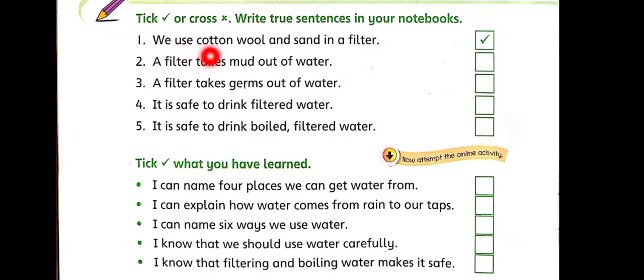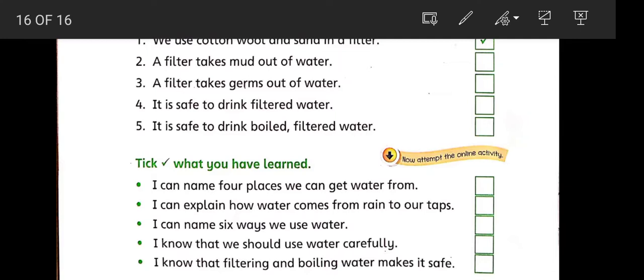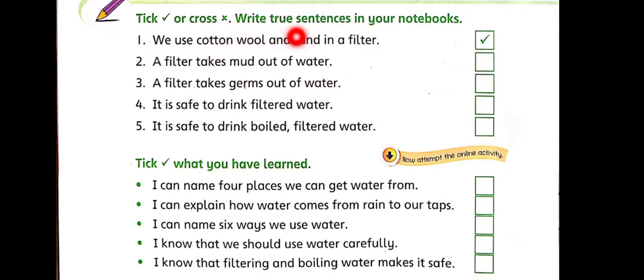We use cotton wool and sand in a filter. Exactly as you have remembered, we have made 3 layers to make the filter. The first one was the cotton wool, the second one was the sand, and the last one at the top was the small stoned layer. So it's very correct that we use cotton wool and sand as a filter. So it's ticked, as you can see here. It means the example they have done for us, and now we are supposed to do the next 4 statements according to our own choice. So now let's start it.